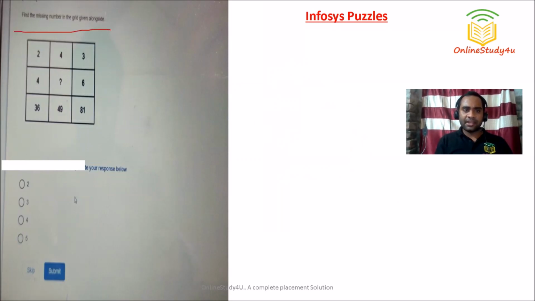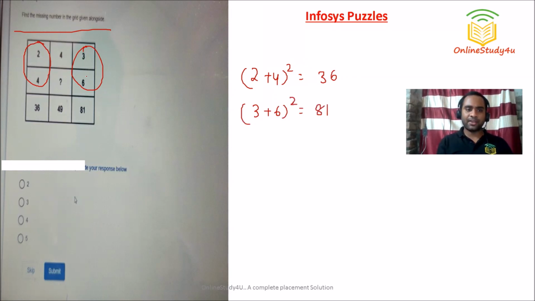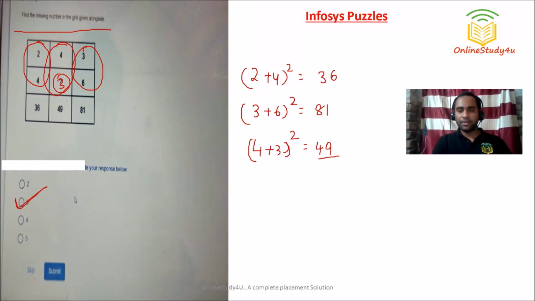Okay, then find the missing number in the grid given alongside. So friends, you see, as I said, either add, subtract, right? Same thing you have to do. So 2 plus 4 will be what? 2 plus 4 will be 6, and make a square of this. It will be 36. Then 3 plus 6 is what? 3 plus 6 is 9. Make a square of that. It will become 81. Same thing. So 4 plus what number, squared, will make you 49? That is nothing but 7 square. 7 square will be 49. So here it should be 3. So option B will be the correct answer for this particular problem.